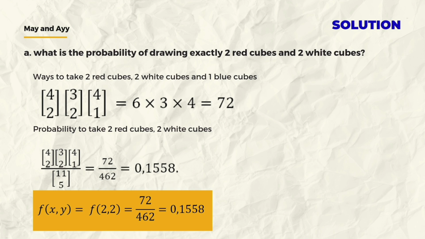Then we put it in this new formula to find the probability, and the result is 72 over 462, which equals 0.1558. So the probability of throwing exactly two red cubes and two white cubes is 72 over 462, or equals 0.1558.